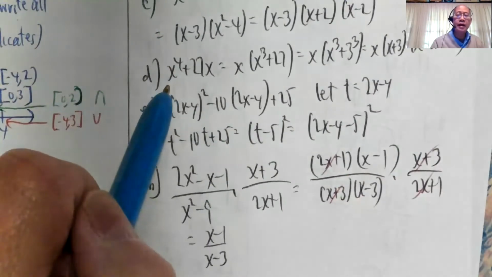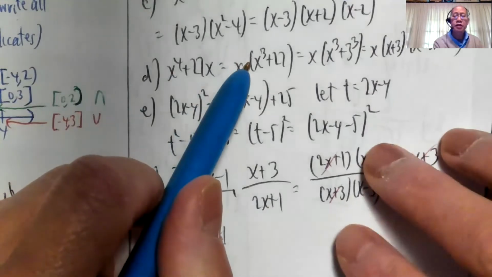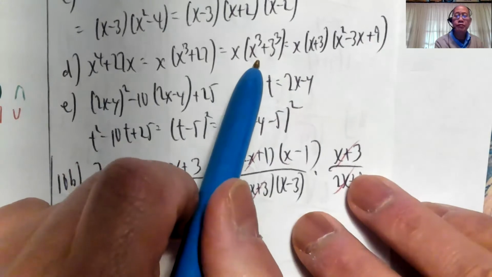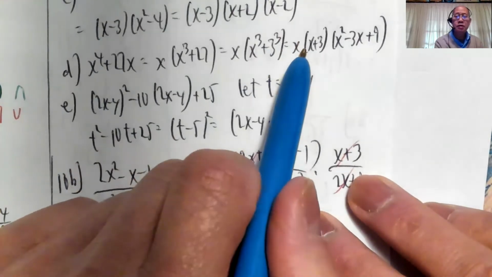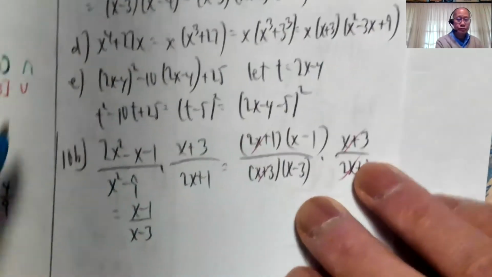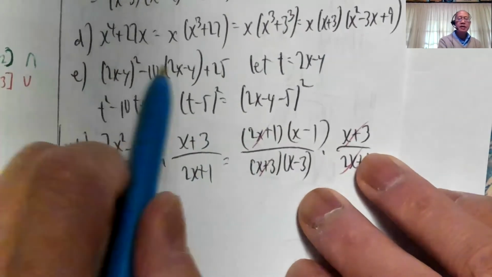D, first factor out the x. Then you have x cubed plus 27, which is x cubed plus 3 cubed. Then I use the formula for the sum of cubes, x times x plus 3, then x squared minus 3x plus 9.